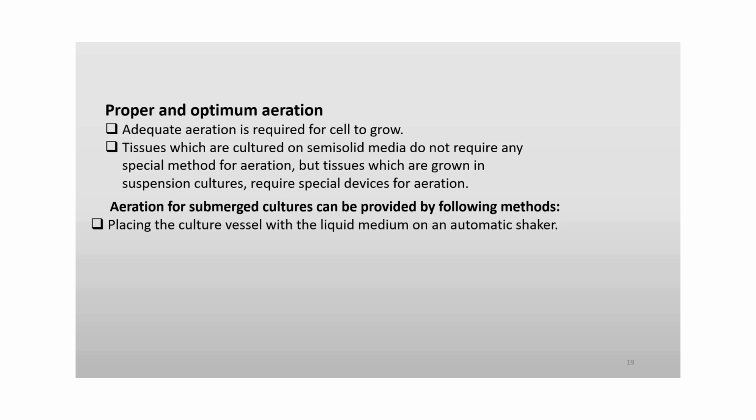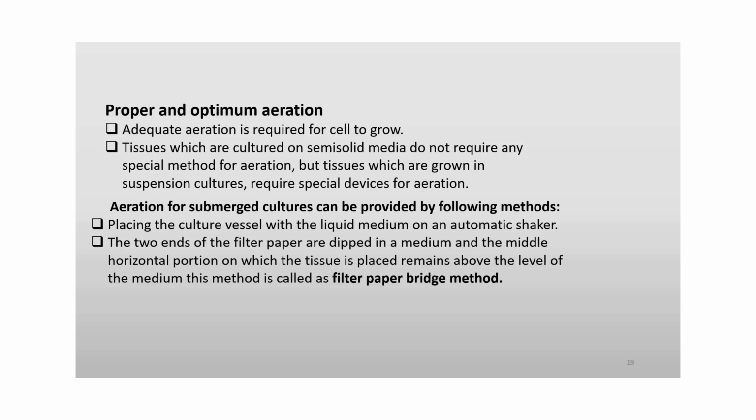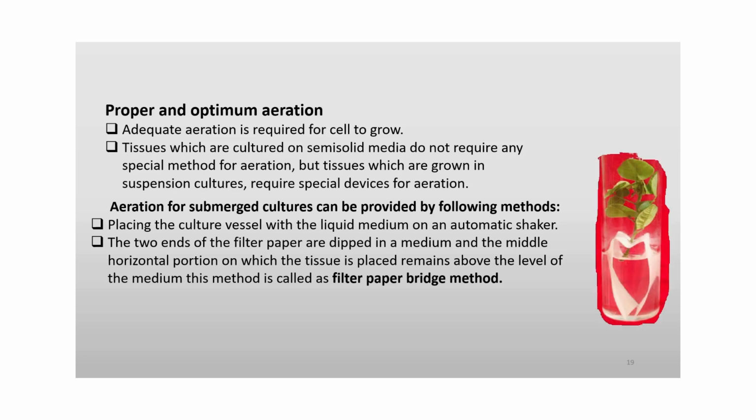Place the culture vessel with a liquid medium on an automatic shaker. Two ends of a filter paper are dipped, as shown in the picture, in a medium, and the middle horizontal portion on which the tissue is placed remains above the level of the medium. This method is called the filter paper bridge method.